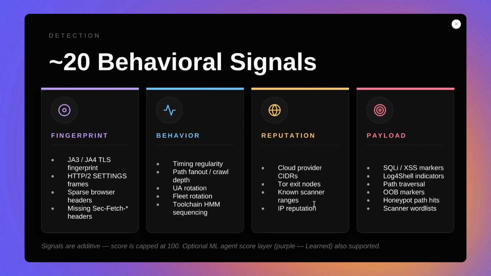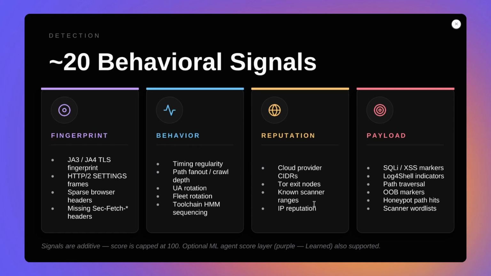It has 20 behavioral signals. The first one is fingerprint based. It checks your JA3, JA4, and TLS fingerprints. It looks at HTTP/2 settings frames, SPA browsers, and if you're missing some browser-based headers, it will fingerprint those.